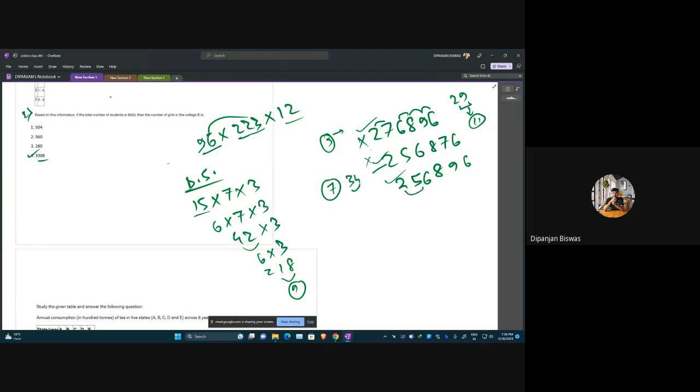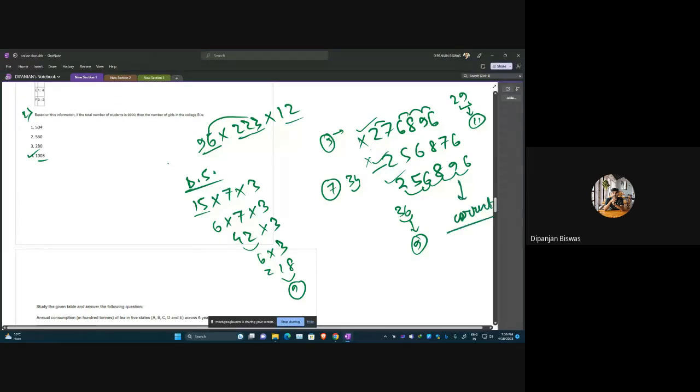So this is also not the right answer. Here you can see 2 plus 5, that is 7. 7 plus 6, 13. 13 plus 8, 21. 21 plus 9, 30. 30 plus 6 is 36. So the digit sum of 36 is 3 plus 6, 9. So this should be the correct answer. I hope this method was clear to everyone.